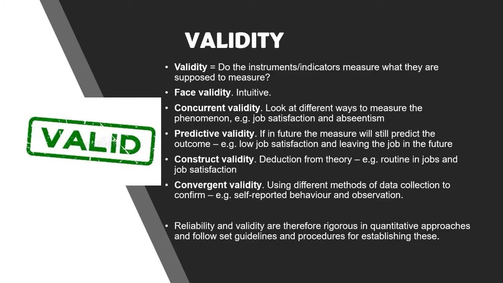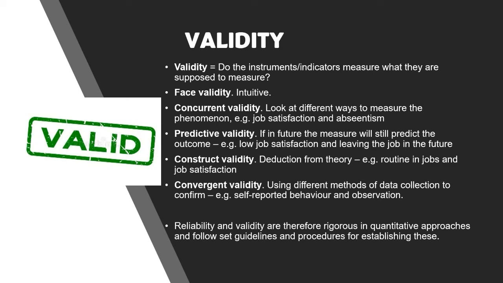Validity is: do the instruments or the indicators measure what they are supposed to measure? So we need to show face validity. That's usually easy to show because it's based on my literature review. Concurrent validity is to look at different ways to measure the same phenomenon. For example, I have several questions asking about job satisfaction or people being absent from work. Predictive validity: will it in the future predict an outcome? Construct validity: is it deduced from theory?